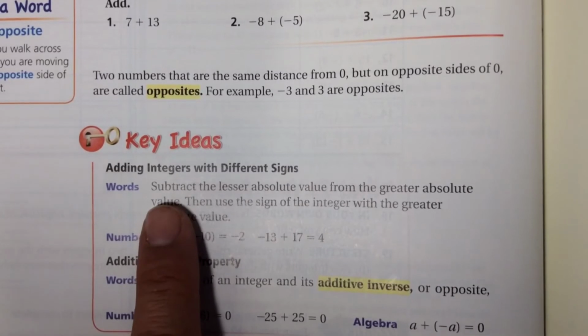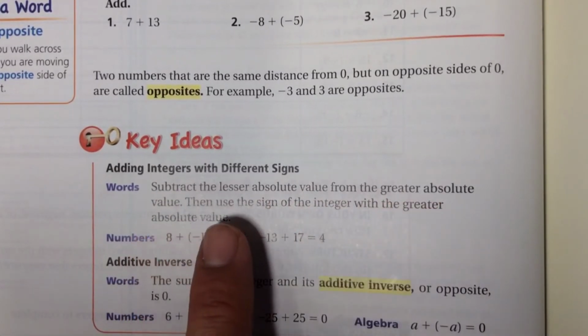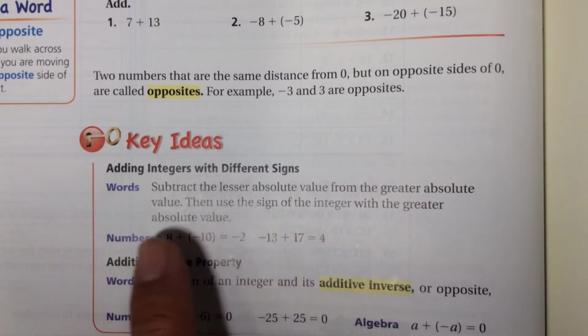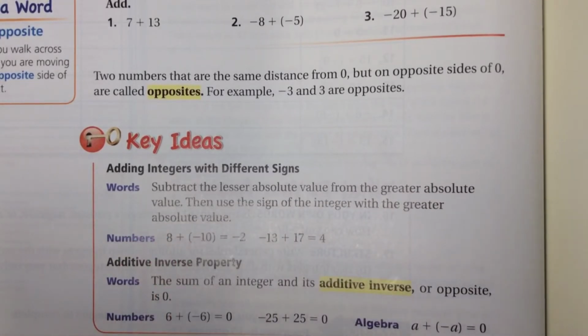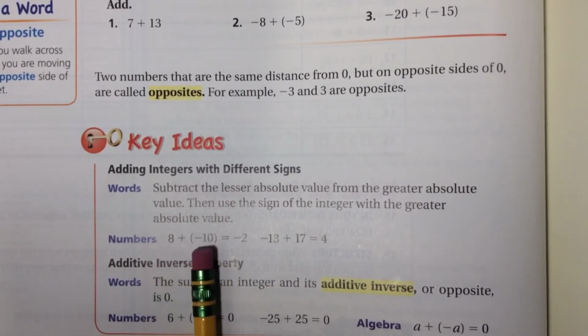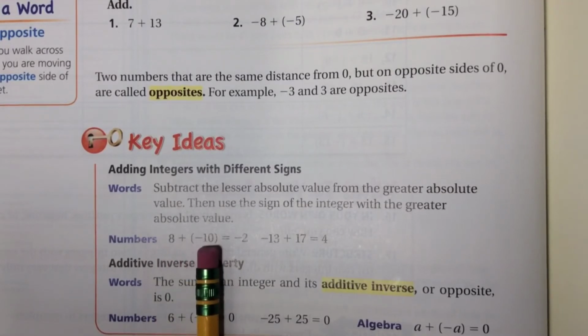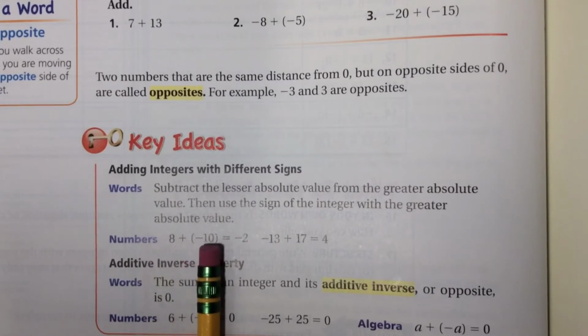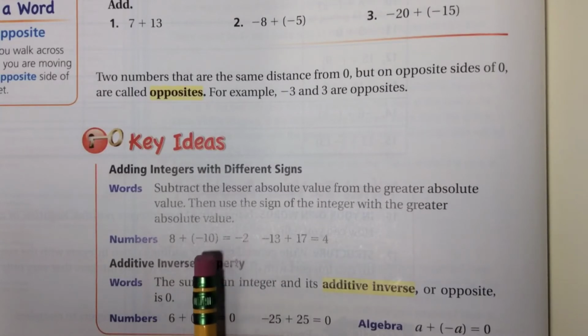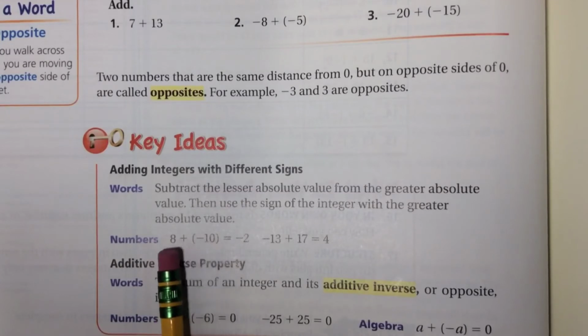So now it says subtract the lesser absolute value from the greater absolute value, then use the sign of the integer with the greater absolute value. And that might seem a little confusing, but we'll do a couple of them and you'll figure it out. So 8 plus negative 10. Notice, different signs. I have a positive and a negative. So what I do now is I subtract the number parts. And 10 minus 8 is 2, so I get a 2 over here. And I keep the sign of whichever number part was bigger, the greater absolute value.